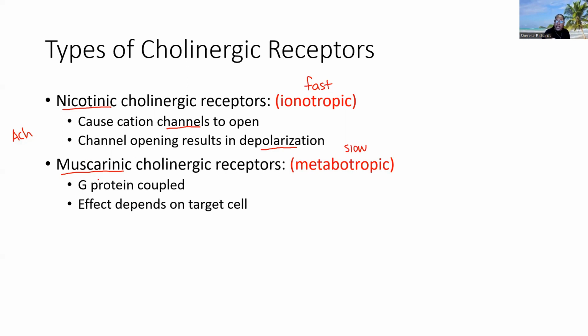It's going to require the entire process of signal transduction, where we have a G protein that's coupled to this muscarinic receptor. We have a part of that G protein dissociating off and having some effect downstream that will eventually result in an effect on the target cell. So we can already begin to see that although both of these receptors bind acetylcholine, although they're both classed together as being cholinergic, they have different mechanisms, they have different speed of response, depending on whether it's a nicotinic or a muscarinic type of cholinergic receptor.